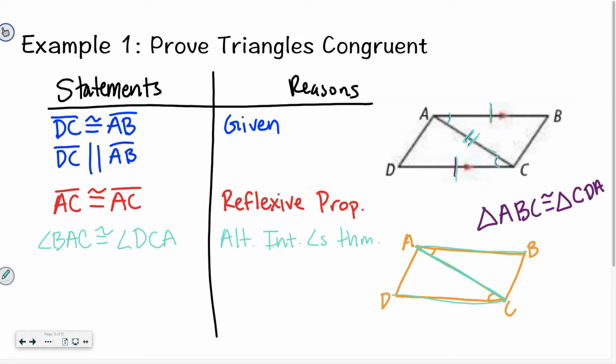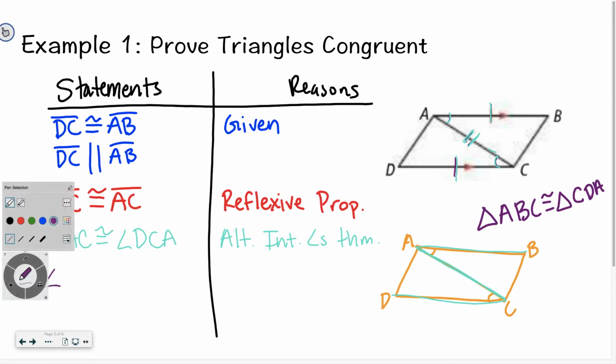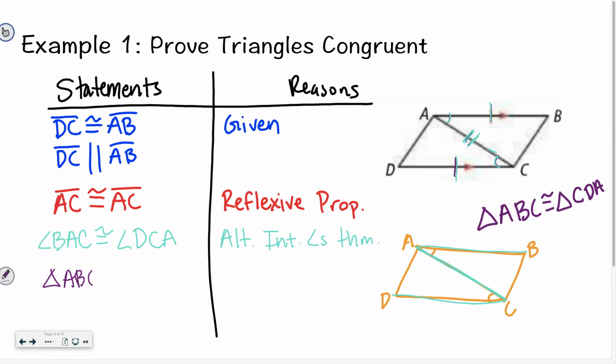So now I can say triangle ABC is congruent to triangle CDA. And that's by the side angle side theorem. Okay, so that's how you would do a proof to prove that those two triangles are congruent.